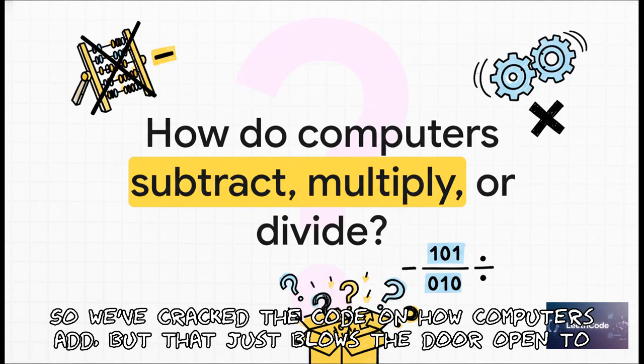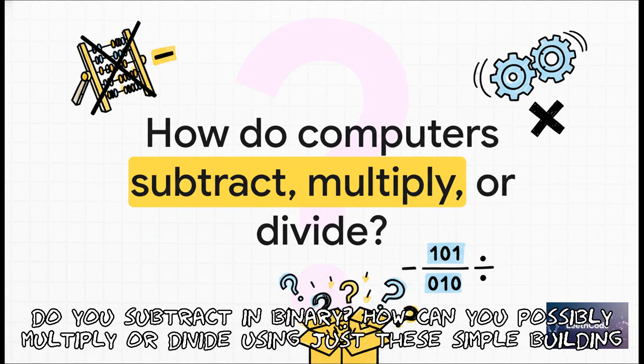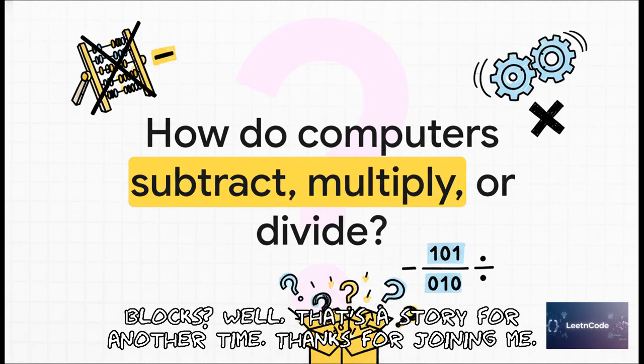So we've cracked the code on how computers add. But that just blows the door open to a bunch of other questions, doesn't it? I mean, if this is how you add, how in the world do you subtract in binary? How can you possibly multiply or divide using just these simple building blocks? Well, that's a story for another time.